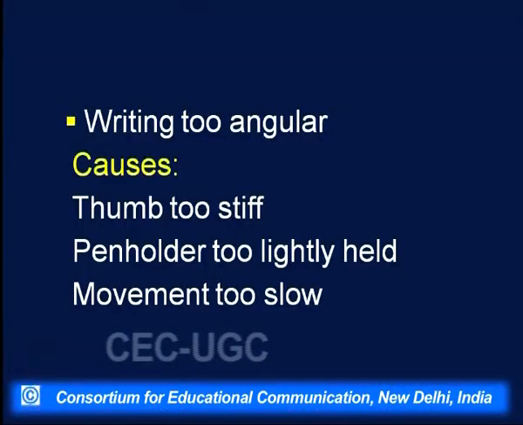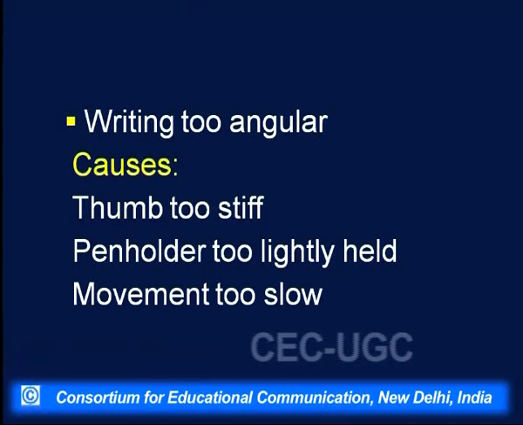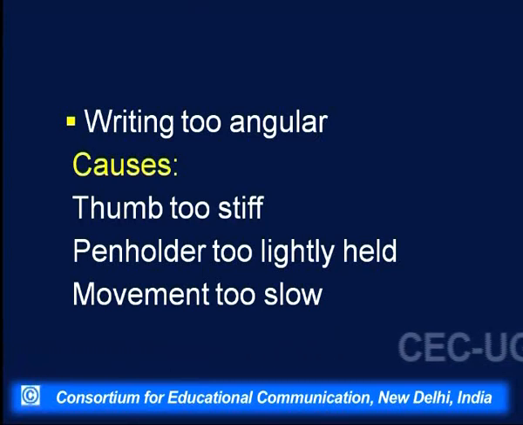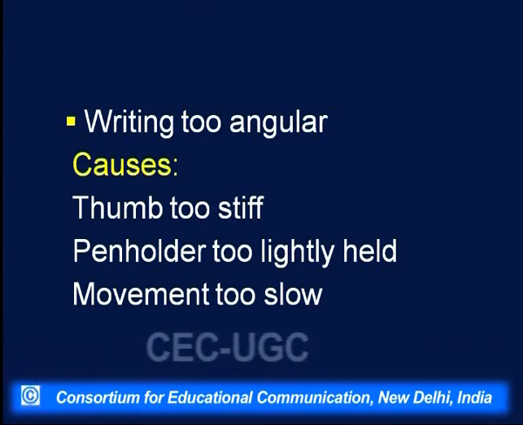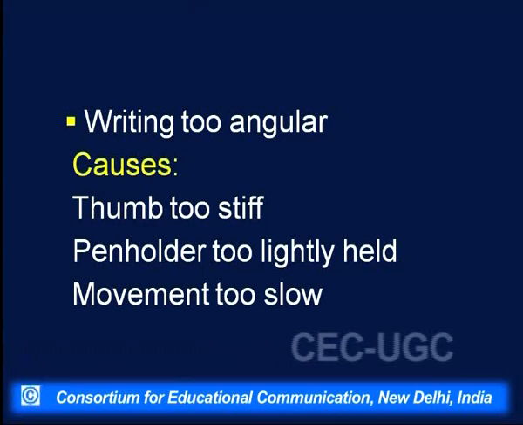Then writing too angular. Why does this defect come? It has its own causes behind it. When the thumb is too stiff, our thumb should be in a mobile position, it should not be too stiff. Pen holder too lightly held. If our grip is very light, then it can slip from our fingers, then movement too slow, and our movement will be too slow, then our writing will be too angular, and it is a great defect in our writing.